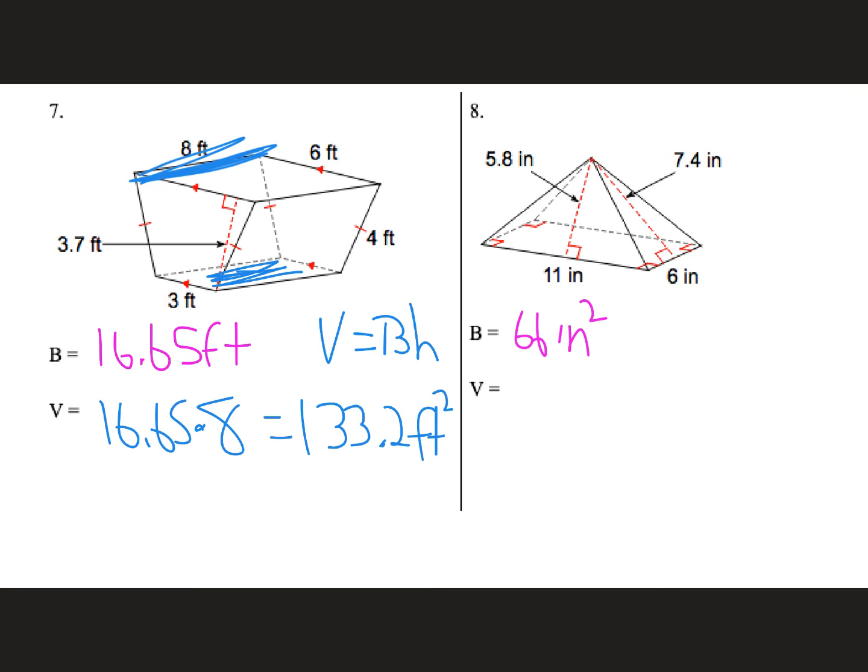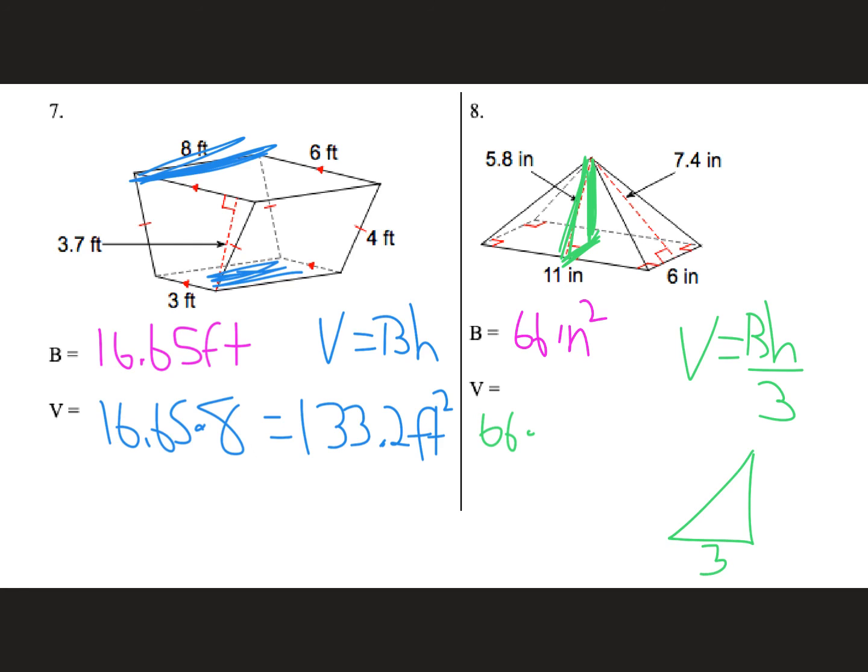This next one is pointy. So to find the volume, you have to do the area of the base times the height divided by 3. Area of the base is 66 times the height. Ooh, I don't have the height, so I've got to do some work here. So I have to find this height right here. You can find it two different ways. I'm going to go this way, but you should get the same answer. I'll verify if you do, just to check for you.